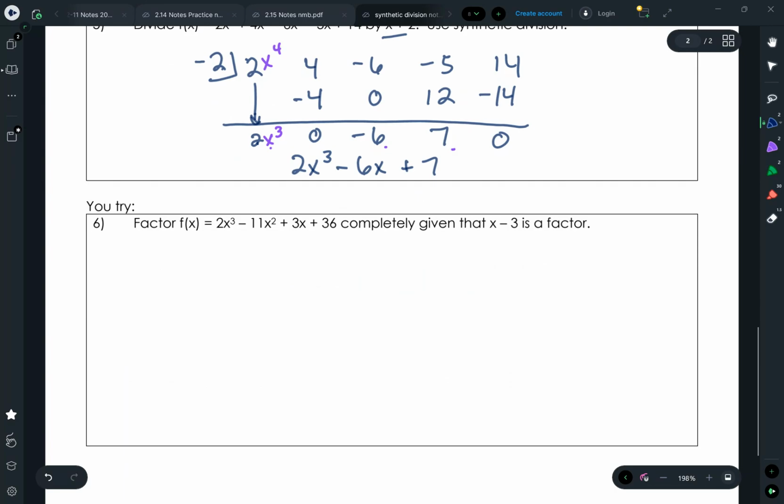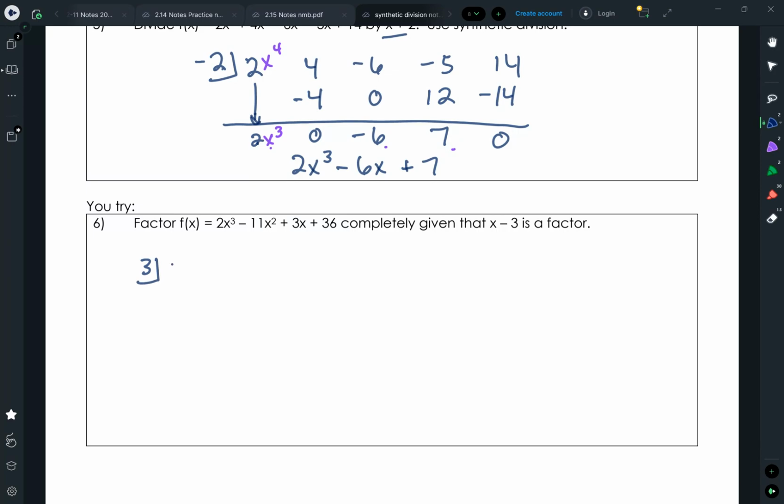All right, on the next one it says you try. So you're going to try it on your own, and we are going to factor completely. So we're going to use our x minus 3 to get a depressed polynomial, and then we're going to keep factoring from there. So go ahead and try it. When you're ready, unpause, and you can watch me work it out. So if x minus 3 is a factor, I'm using 3 as my shelf number. And then I have 2, negative 11, 3, and 36.